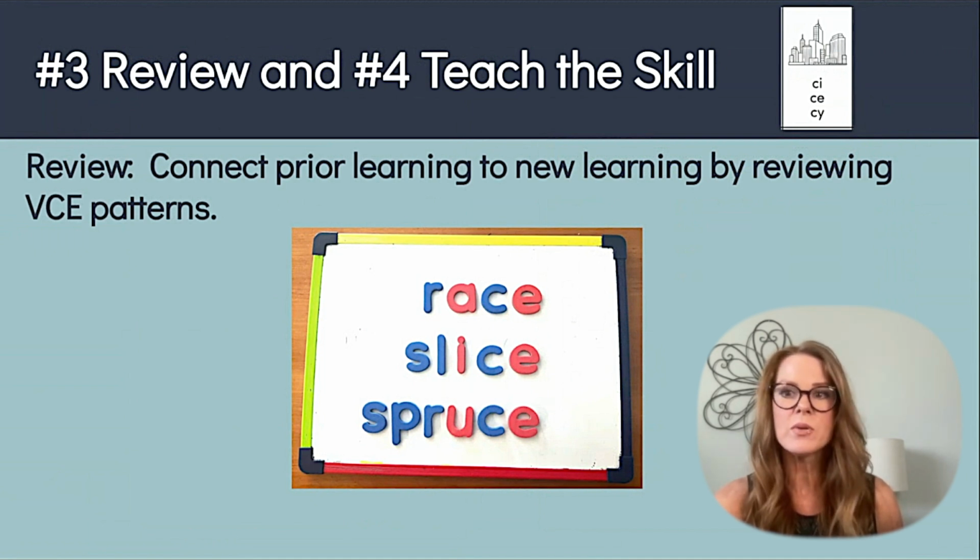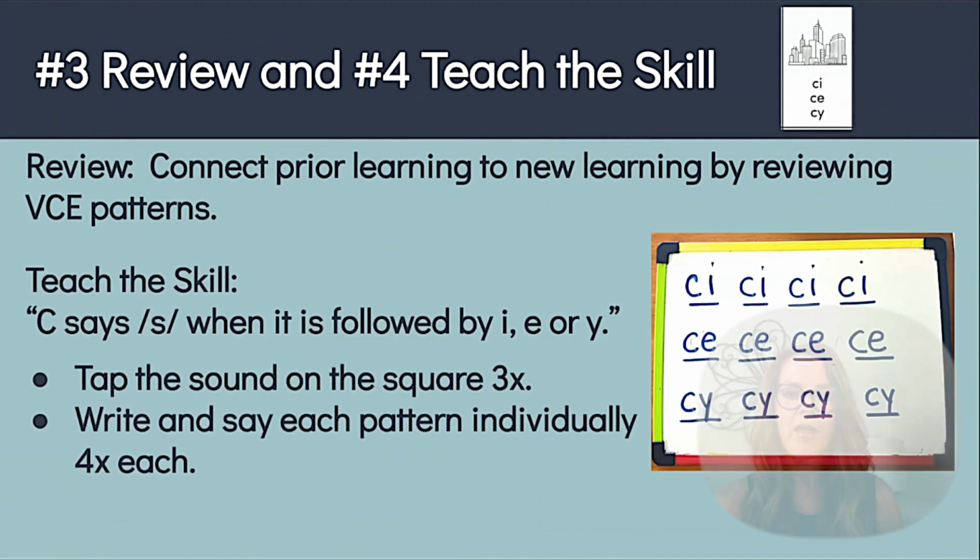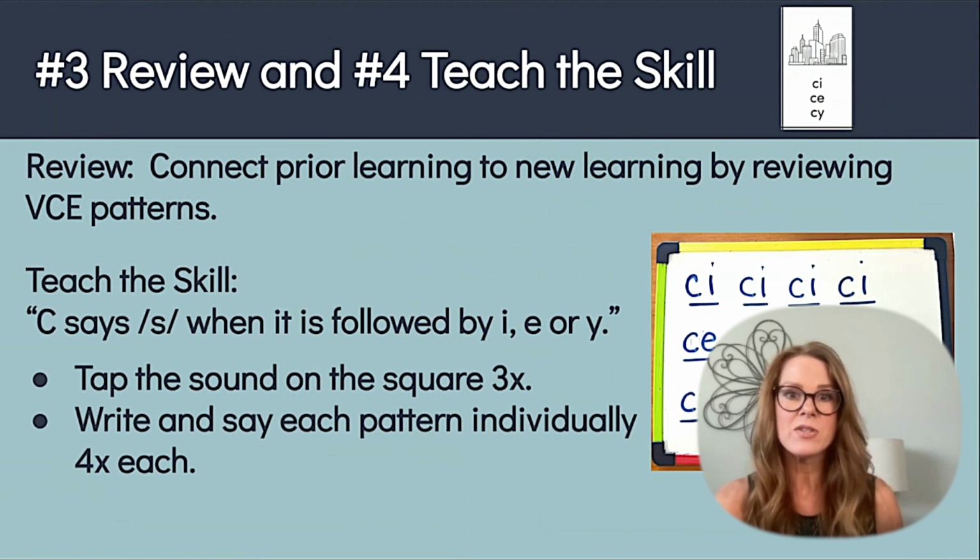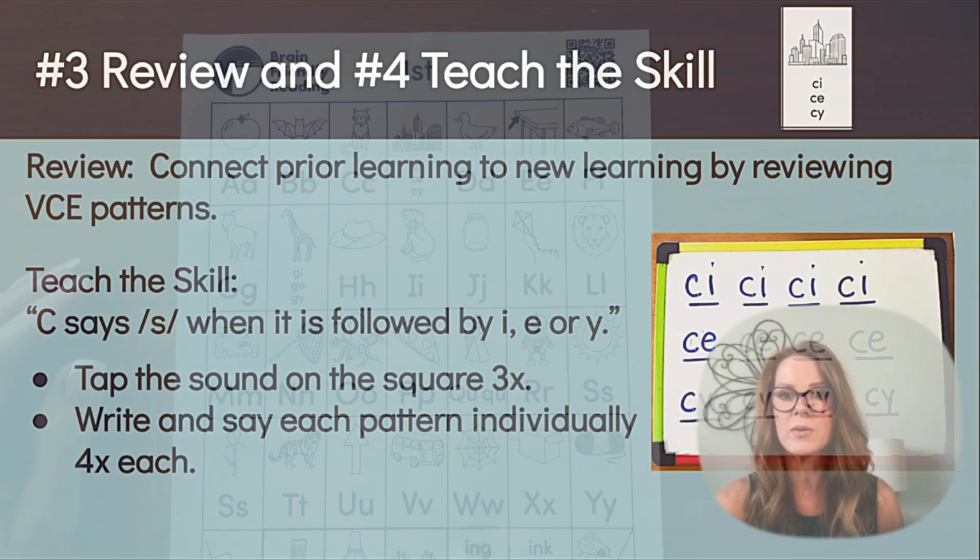So briefly review the skill and read a few words written on a whiteboard or built with letter tiles. Then teach the new skill by saying C says S when it is followed by I, E, or Y. Then tap the chart square 3 times and then write each pattern individually 4 times each. Let me demonstrate how I would teach this skill and connect it to prior learning.